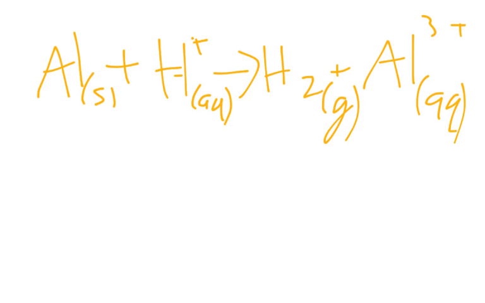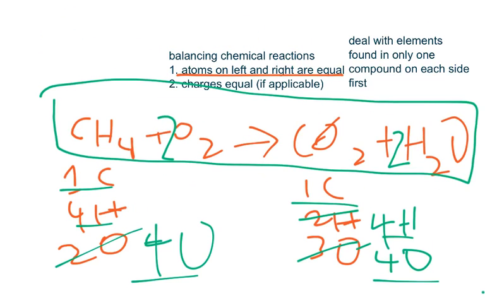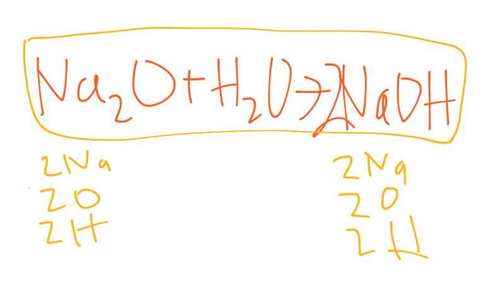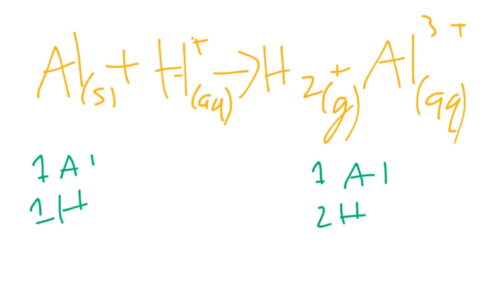So how do we balance this? Well, remember, this has charges, so we have to follow the rule involving charges, that the atoms have to be equal, but the charges have to be equal on both sides as well. So let's keep a note of that. Both sides have 1 aluminum. This side has 1 hydrogen and this side has 2 hydrogens. And the charge on the left side is +1 and the right side is +3.